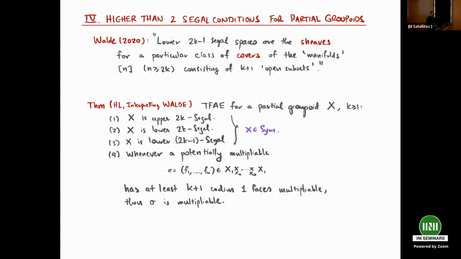But the concreteness that we have in this setting allows a very down-to-earth description of the Segal condition, which is, well, suppose you have a potentially multipliable word, and you know that at least k plus 1 of the codimension 1 faces of those are defined and are multipliable. Then this potentially multipliable word is multipliable. So it's a very concrete alternative description of a higher Segal set or symmetric set or partial groupoid.